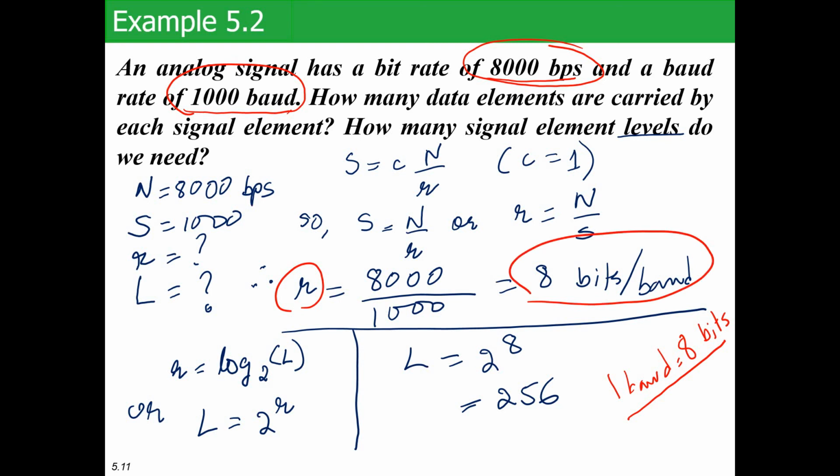So how many signal elements do we need? Here we use the other formula, R equals log 2 of L, where L is the signal element levels. So L equals 2 to the power R, L equals 2 to the power 8, which is equal to 256. We will need 256 levels.